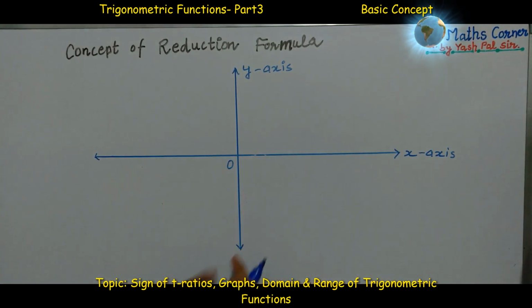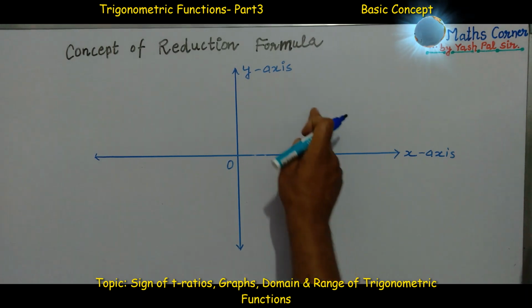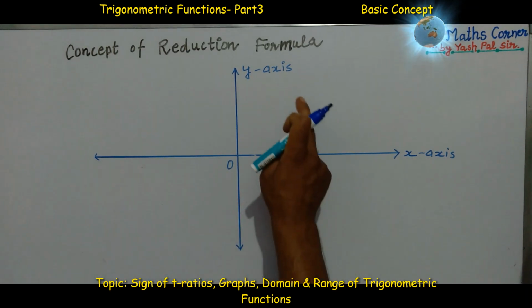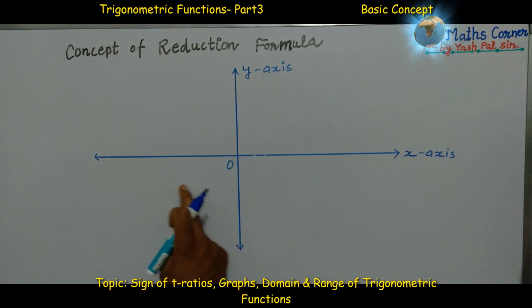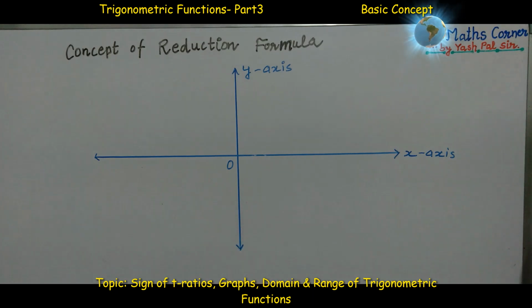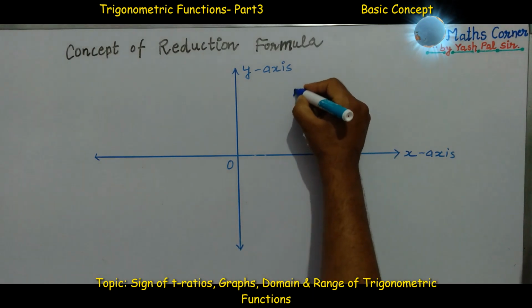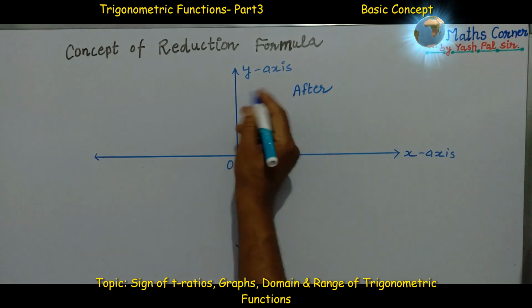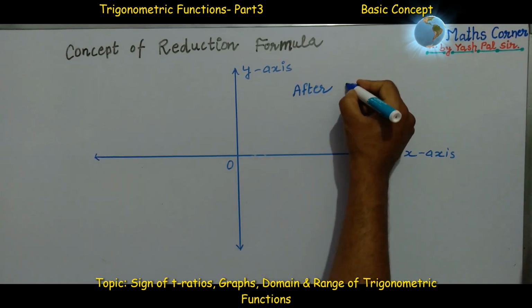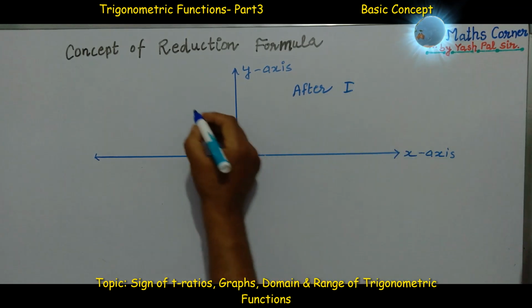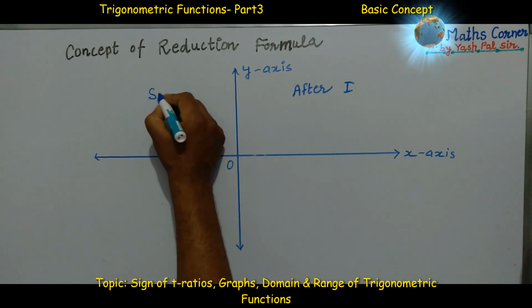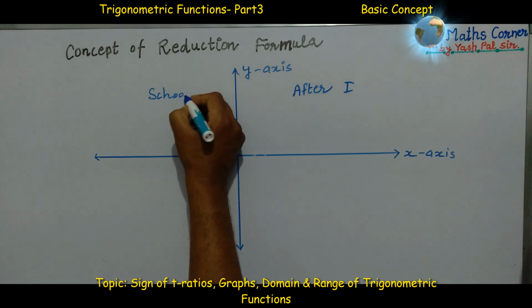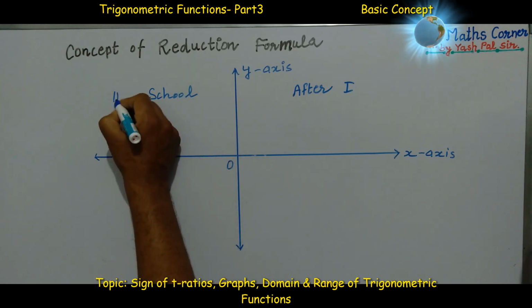Consider this coordinate plane. Here, four equal parts, that is first quadrant, second quadrant, third and fourth quadrant. I have one trick. What is that? After, we start from first quadrant, after school, this is the second quadrant.